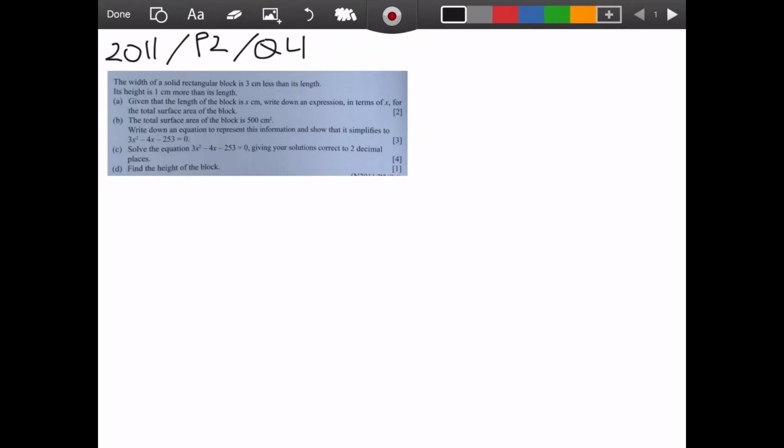Okay, so the question said that the width of a solid rectangular block is 3 cm less than its length. Its height is 1 cm more than its length. Given that the length of the block is x cm, write down an expression in terms of x for the total surface area of the block.